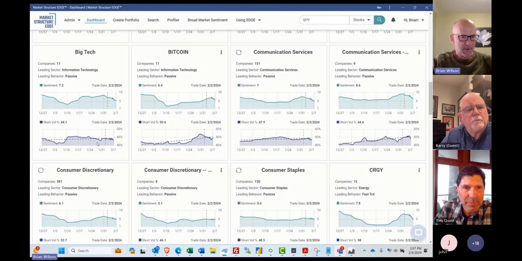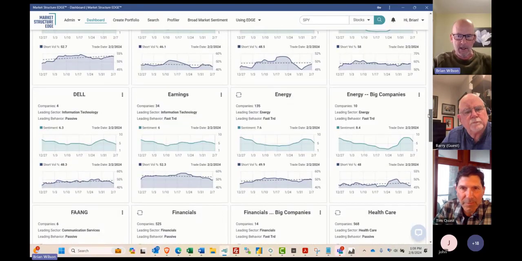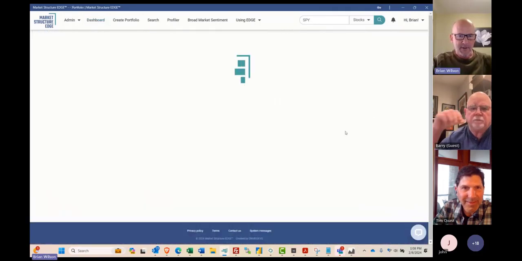Covered in big tech. So we had a period where shorts just started to go a little higher. They're once again starting to get covered. And also look at what's happening. I have an all equity portfolio. Think of it basically as the Russell 3000. It's everything that we're tracking.